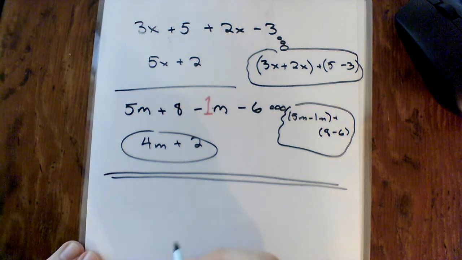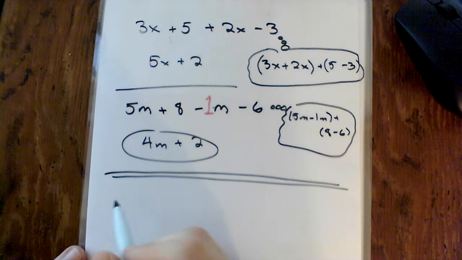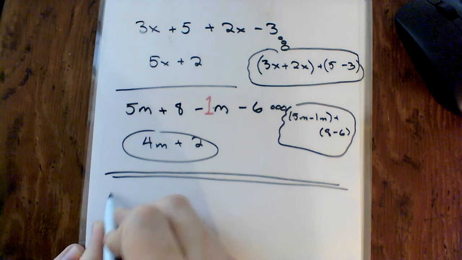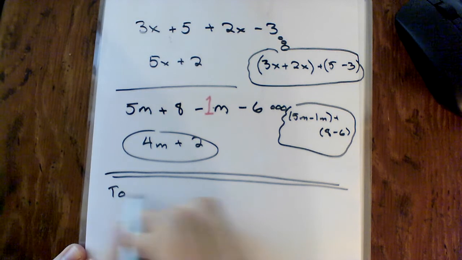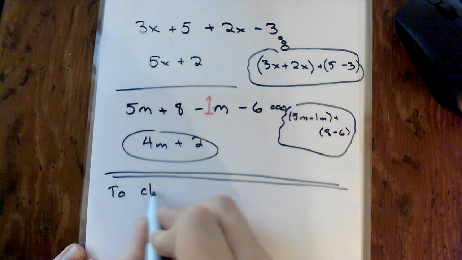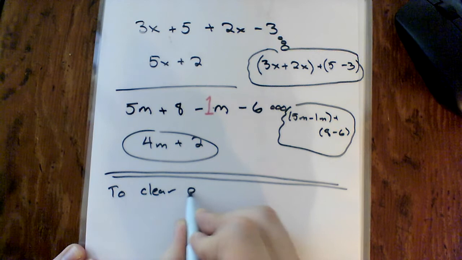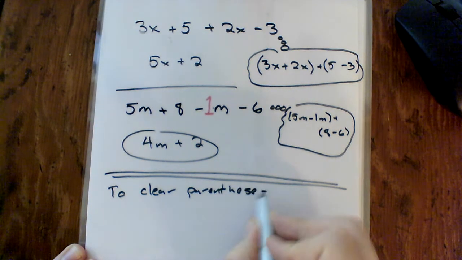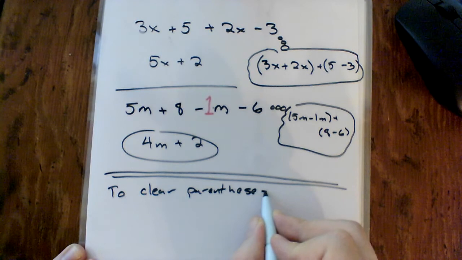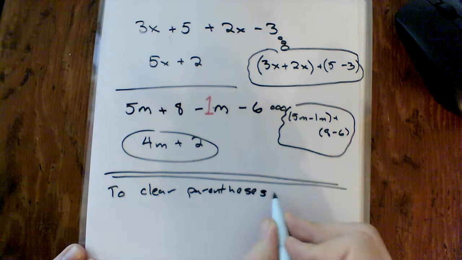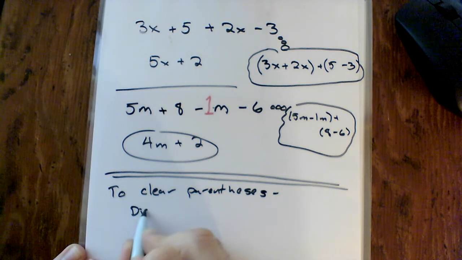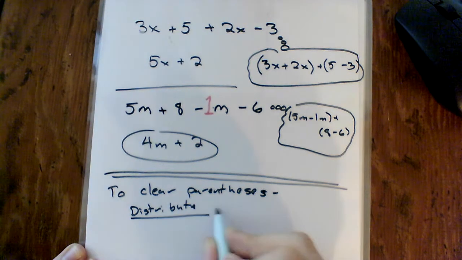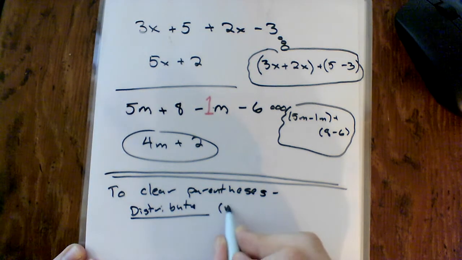The next thing that we have to do when we simplify expressions is we need to be able to clear parentheses. So here, we're going to just say, to clear parentheses, we're going to, I can spell, parentheses, we're going to distribute. Which is, of course, one of our properties of multiplication.